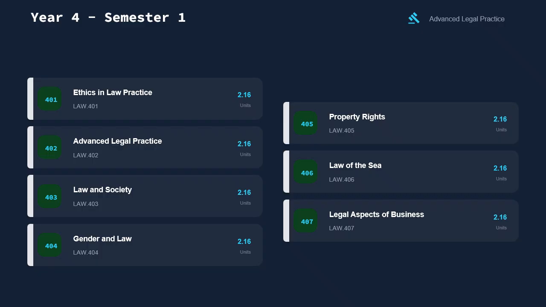Slide 10. Year 4, Semester 1, Advanced Legal Practice. Course LAW 405, property rights. Foundations of property rights, theoretical perspectives and constitutional protection. 1.1 The nature of property: bundles of rights, social relations, and economic functions. Property law governs relationships between persons with respect to things. Understanding theoretical foundations informs interpretation and reform.